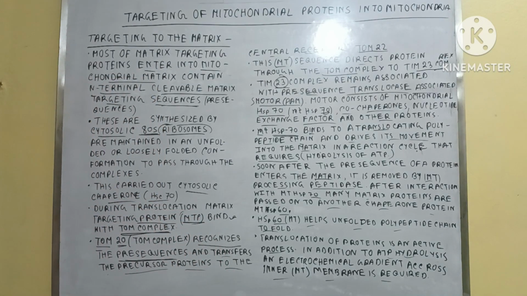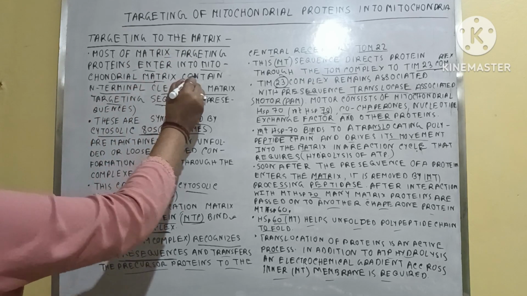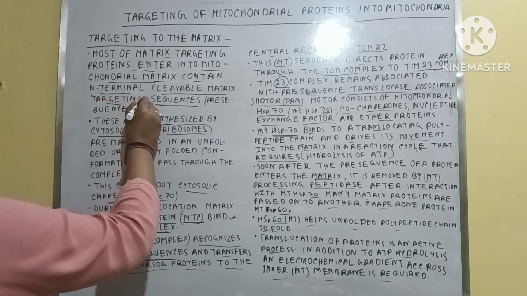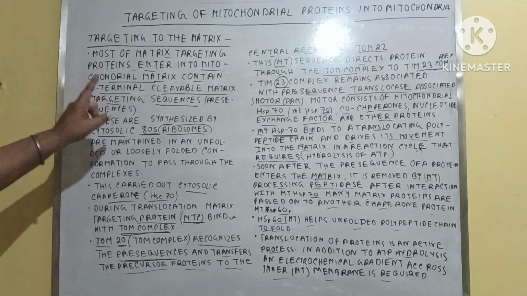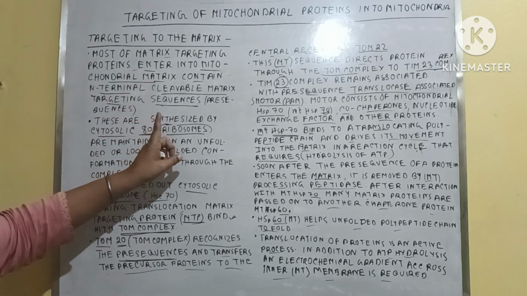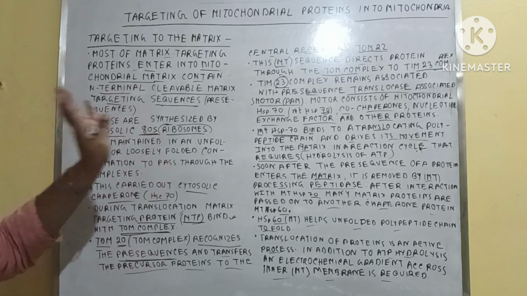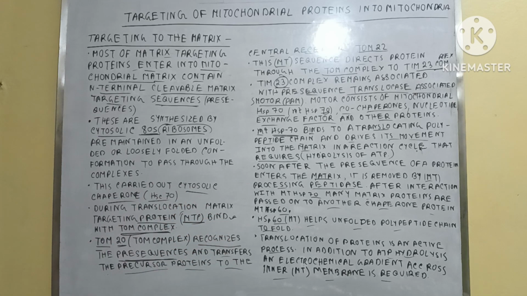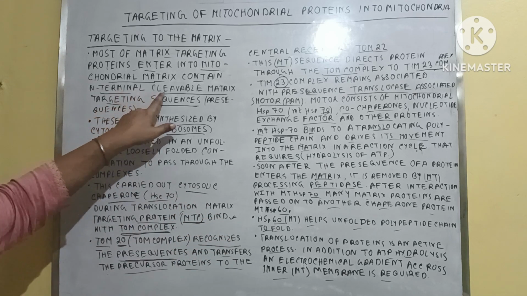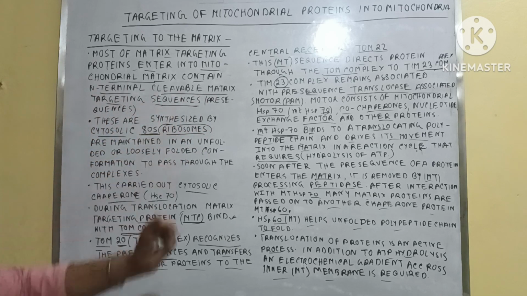So let's continue. Here is how the targeting of matrix proteins into the mitochondria is possible. Most of the matrix-targeting proteins that enter the mitochondrial matrix contain N-terminal cleavable matrix targeting sequences. What kind of mitochondrial protein is translocated? You can say that they are the N-terminal cleavable matrix targeting sequences.